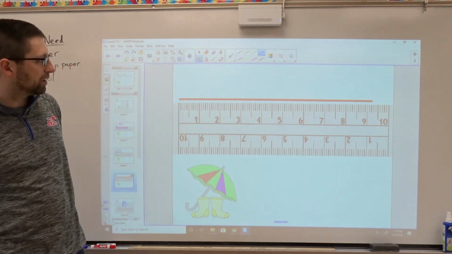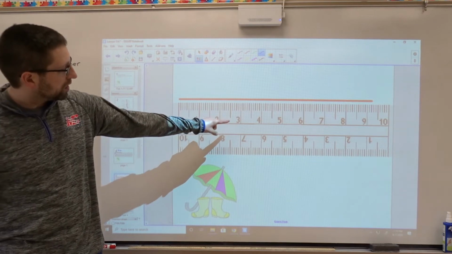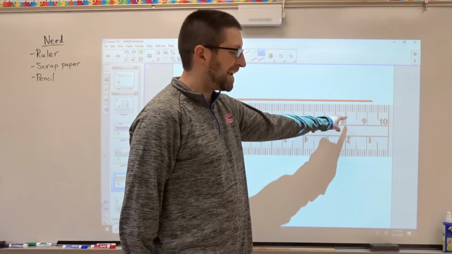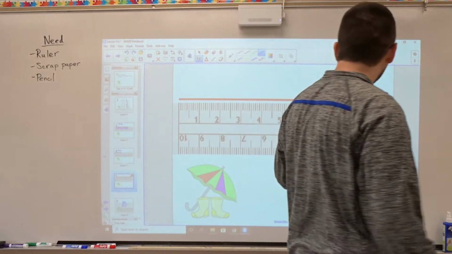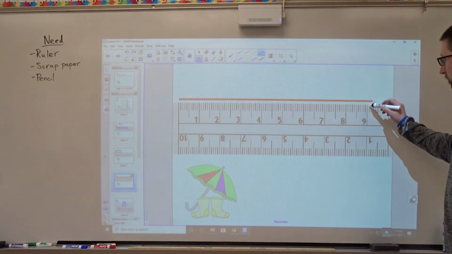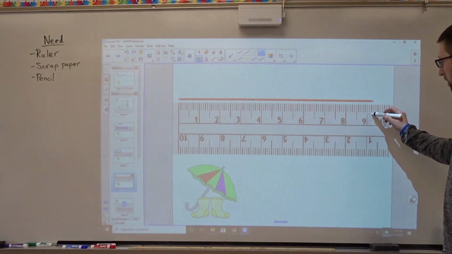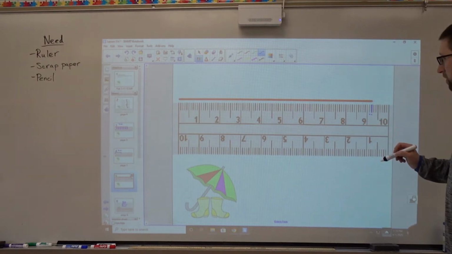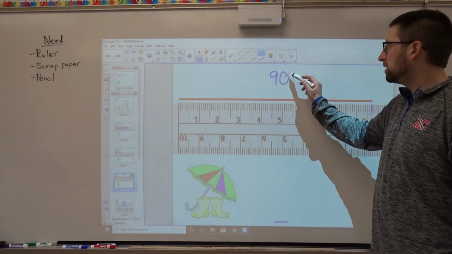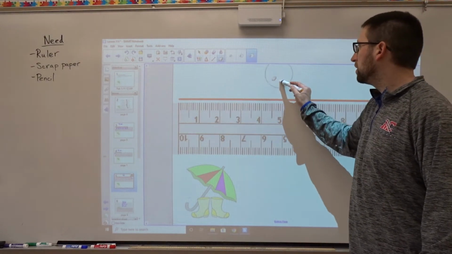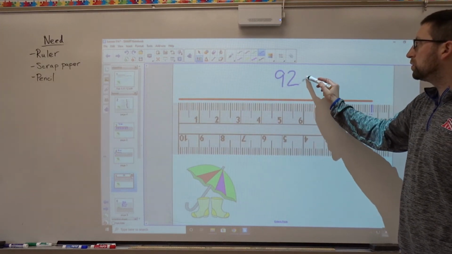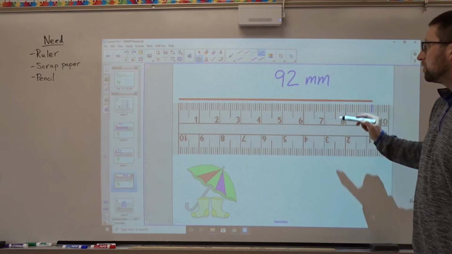Alright, so I'm taking a look here. 10, 20, 30, 40, 50, 60, 70, 80, 90, between 90 and 100 here. So I want to count how many lines over. Well, it goes over 1, 2, and it ends right here. So when it ends right there, we would say that this is 92 millimeters long.